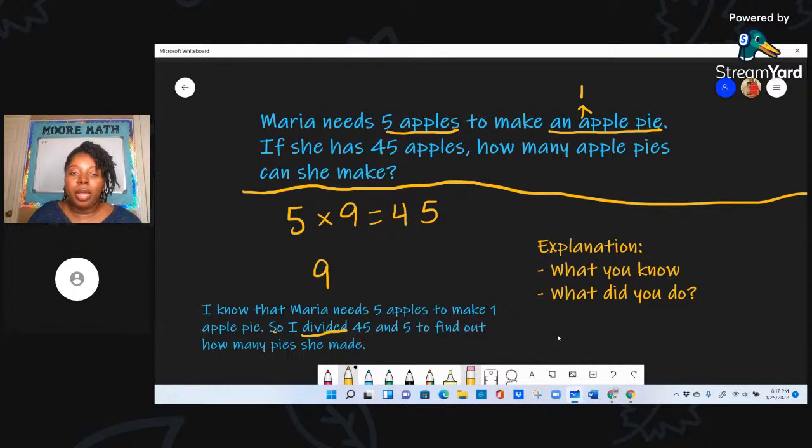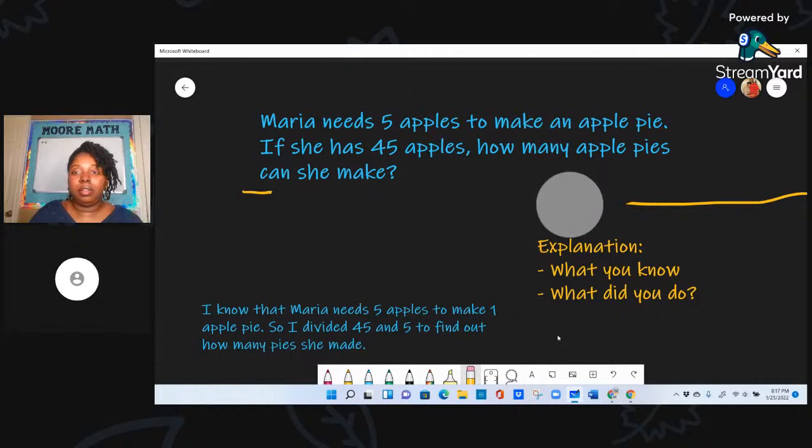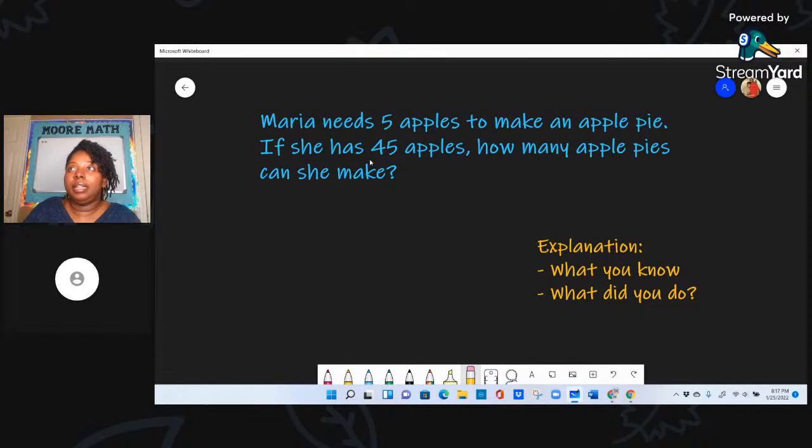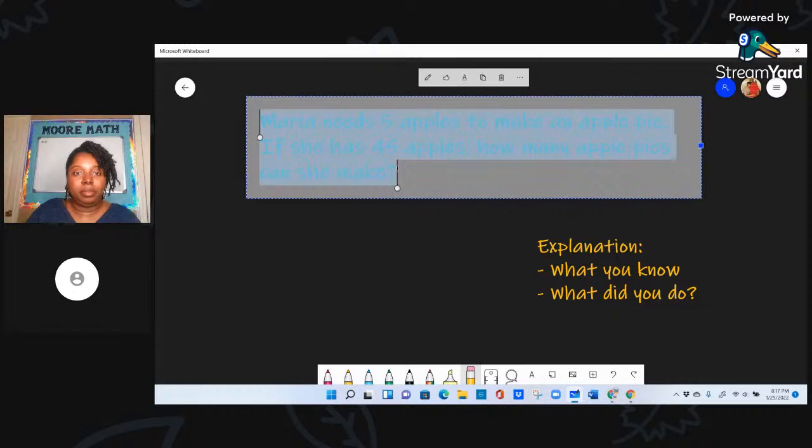Yeah. Okay, so let's try it again. I'm going to erase this. And we can leave this explanation up here. Okay, let's do one more before we move on to multiplication.